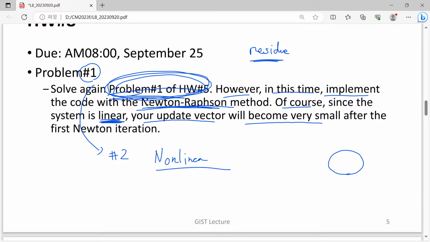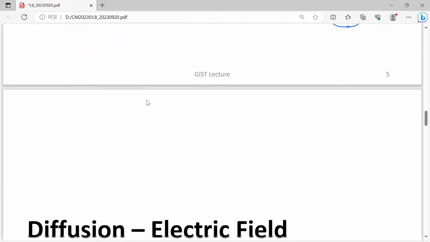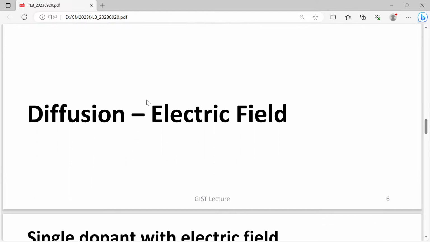Now let's go to the real discussion today. If you successfully do this homework problem one, then at least you are now ready to solve the Newton-Raphson method for your linear diffusion case. But we have to come back to our electric field dependence case. So please remember the progress of our lecture. Why do we care about the Newton-Raphson method? Why do we have non-linearity?